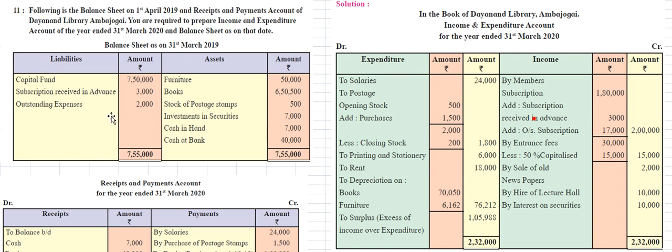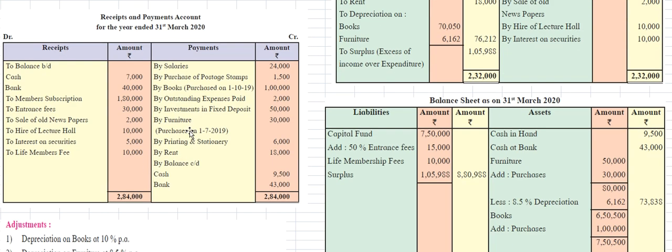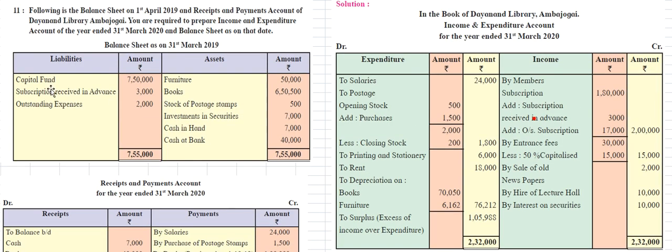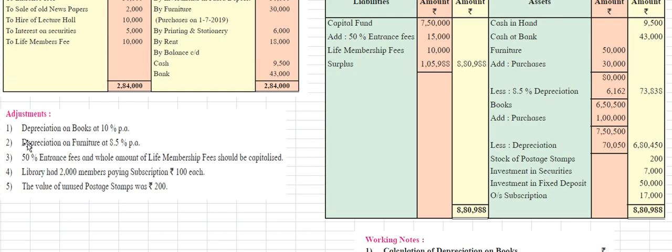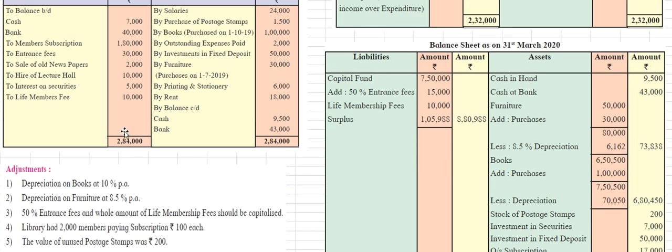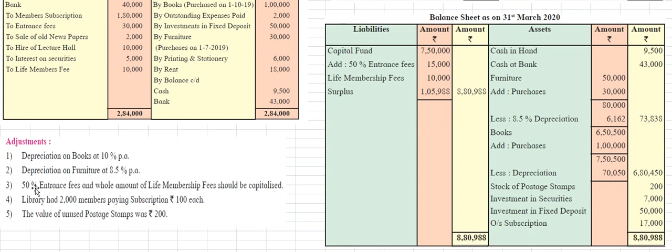For this, they have given liabilities and assets and the receipts and payment account. The adjustments are depreciation on books at 10%, which we calculated in the 10th problem, and depreciation on furniture, which we also calculated in the 10th problem. And 50% of entrance fees and the whole amount of life membership fees should be capitalized. This is the new entry for this 11th problem.